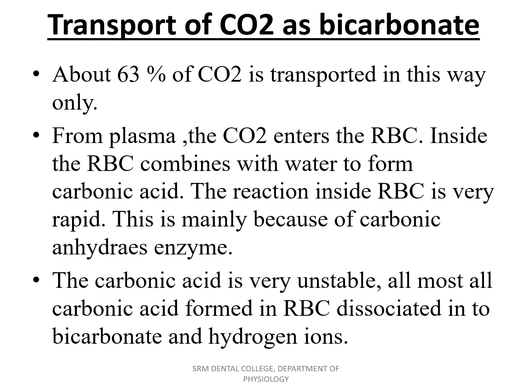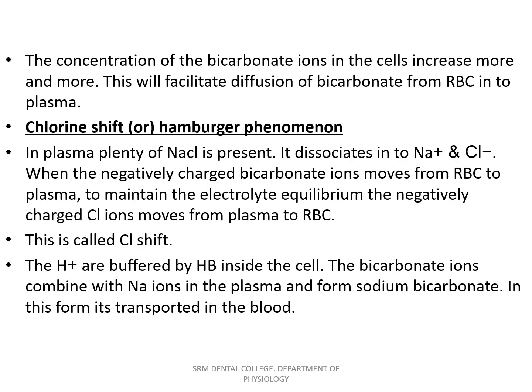The carbonic acid is very unstable. Almost all carbonic acid formed in RBC dissociates into bicarbonate and hydrogen ions. The concentration of bicarbonate ions in the cells increases more and more. This will facilitate diffusion of bicarbonate from RBC into plasma.